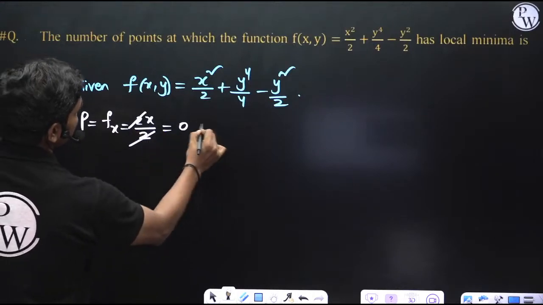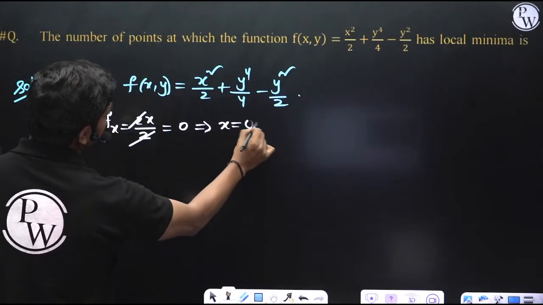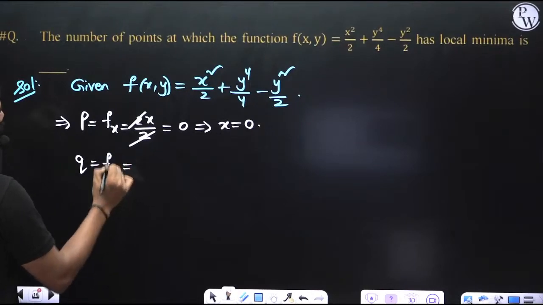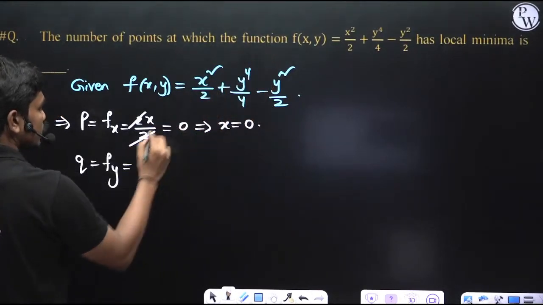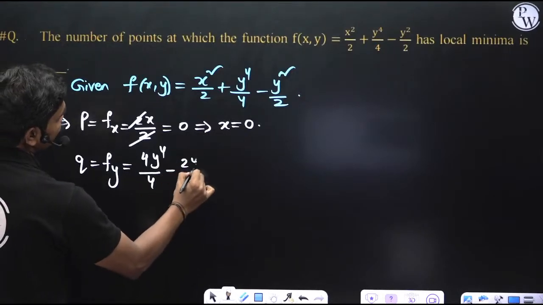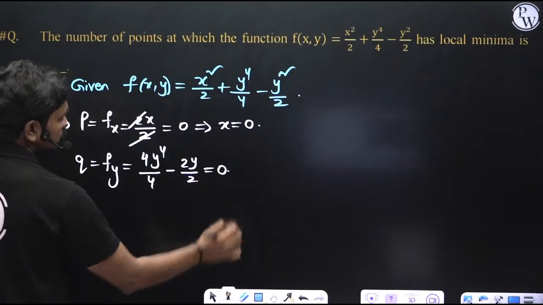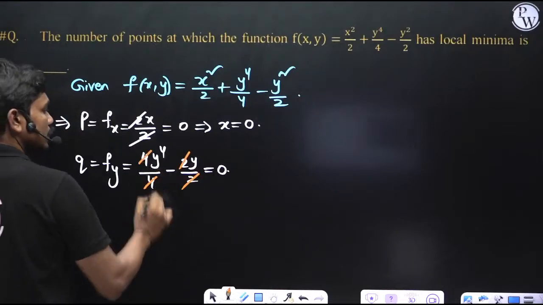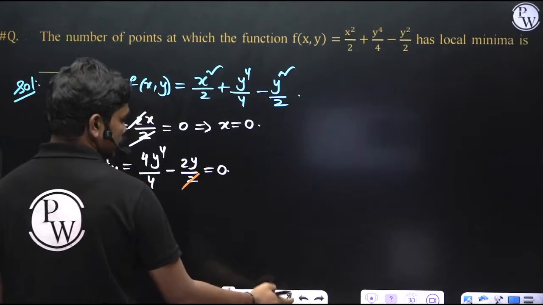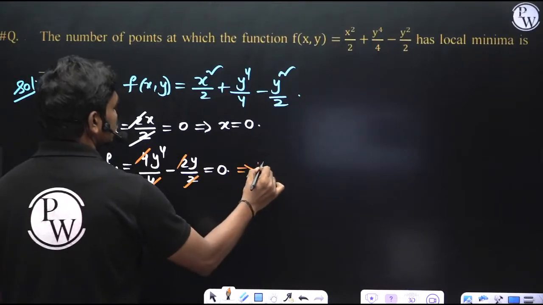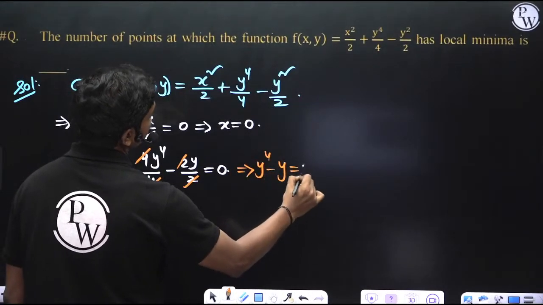So we have x equal to 0. It's a straight solution. Then what about q? Q is equal to fy, and fy is the derivative with respect to y: 4y power 4 by 4 minus 2y by 2 is equal to 0 actually here. If you simplify this, 2 gets cancelled, 4 gets cancelled, and you have y power 4 minus y is equal to 0.